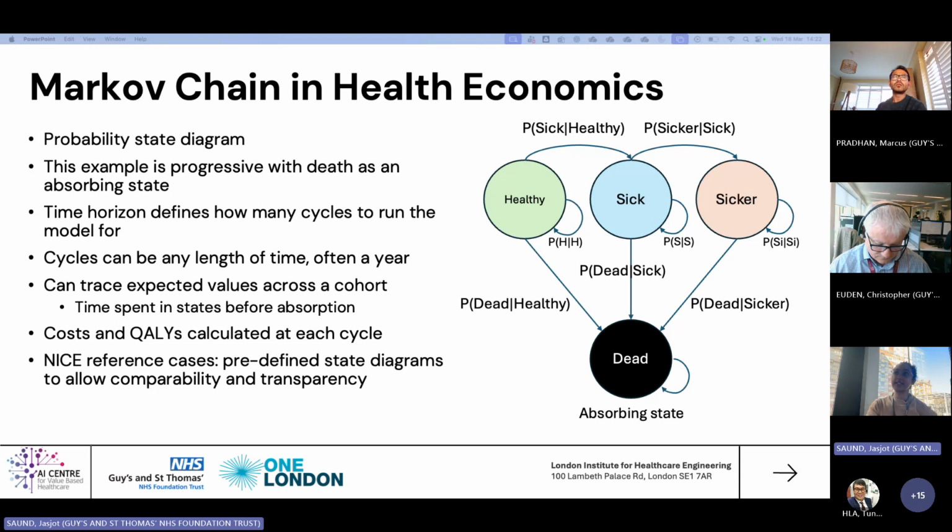And as I said, NICE has a set of reference cases, so predefined state diagrams for certain conditions or certain pathways. This is because they're going to be doing economic evaluations all the time, every time a new drug or a new intervention comes out. So they want them to all be comparable, repeatable, and transparent.